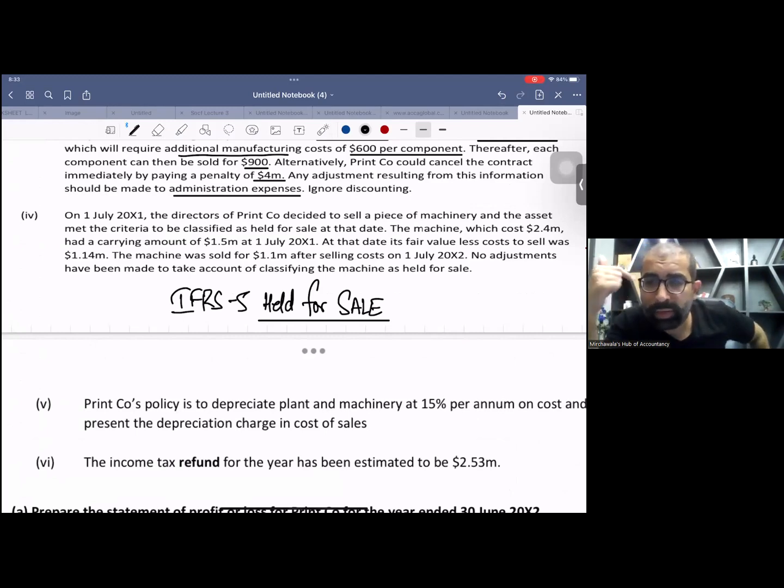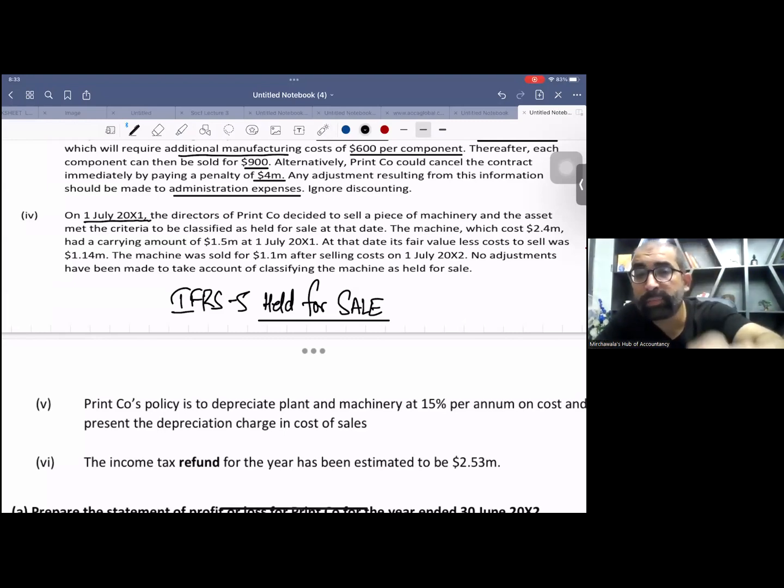All of you quickly recall the accounting period. It's 1st July X1 to 30th June X2. That means this 1st July X1 means the first day of accounting period.